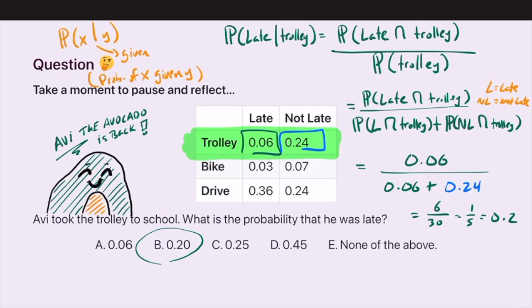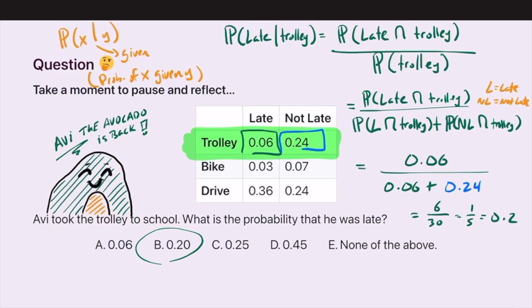Now then, that should hopefully be an example of how what might be the intuitive quick thing to say, 0.06, was the answer. If we really think about it, it's not the answer, because we have to look at the problem that we're trying to solve. And the problem we're trying to solve is, what's the probability that Avi was late? And the important thing is that he took the trolley. So it's a given he took the trolley, not given he took the trolley, bike, or drove.